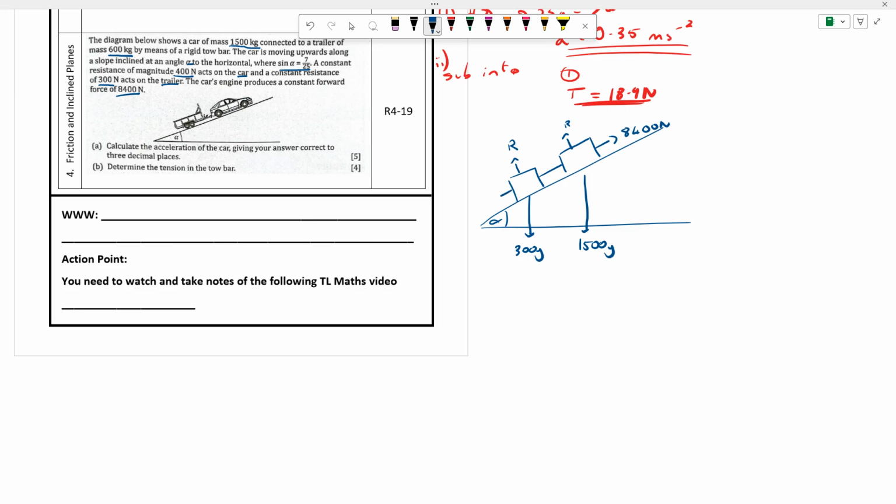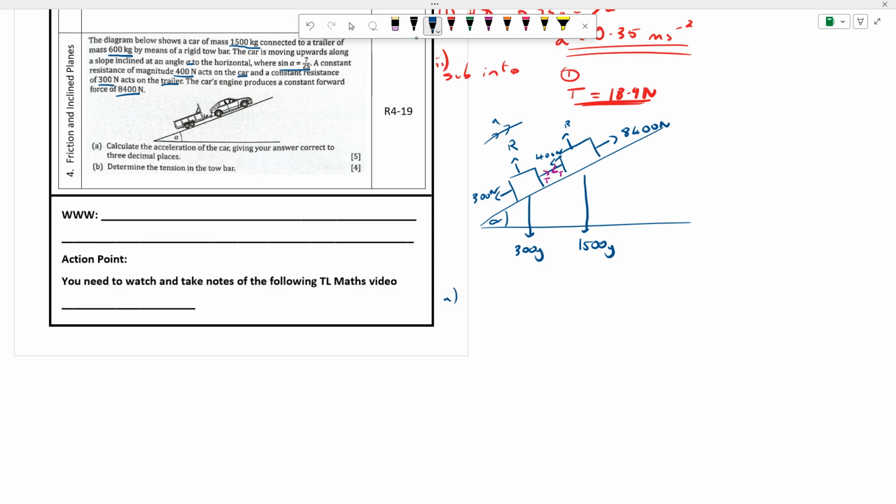Going down, I've got the resistance to the trailer, which we said was 300. The resistance to the car, which is 400. Now here's the weird bit. We've got tension in this rod in between, because I'm pulling it up, which means I've got tension going this way, and I've got tension going this way. So we've got to consider with these kind of things, am I going to look at the whole system, so everything combined into one, or am I going to look at just the trailer or just the car? Now again, it is going upwards, so it's going to be accelerating upwards.